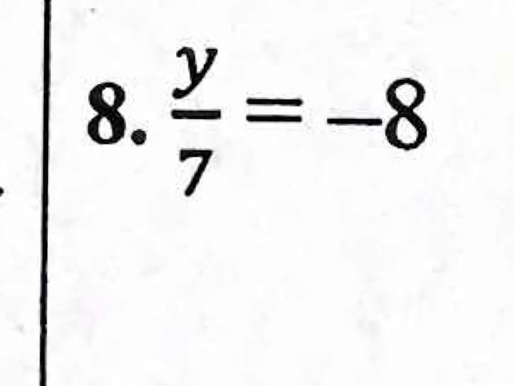Janine, what does this say? Y over 7. Now, what does this mean, over 7? Divided by 7, right? So if I don't want to divide by 7, what do I do?